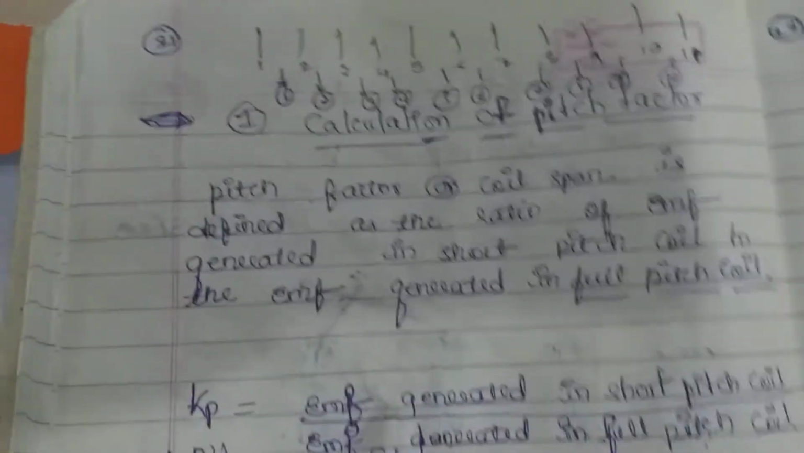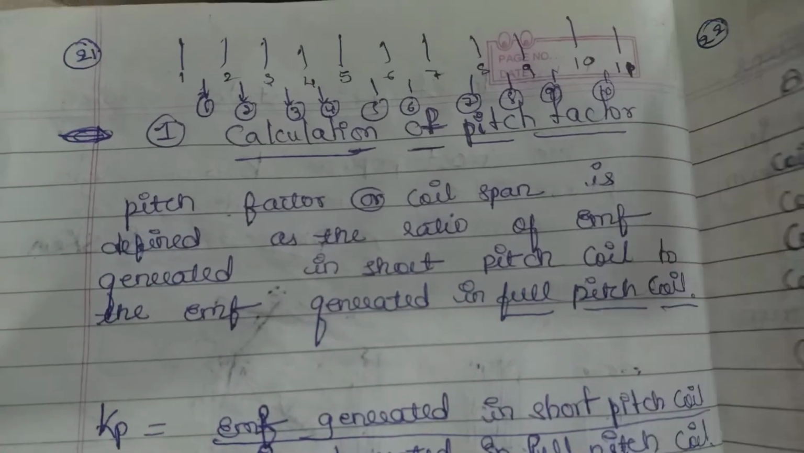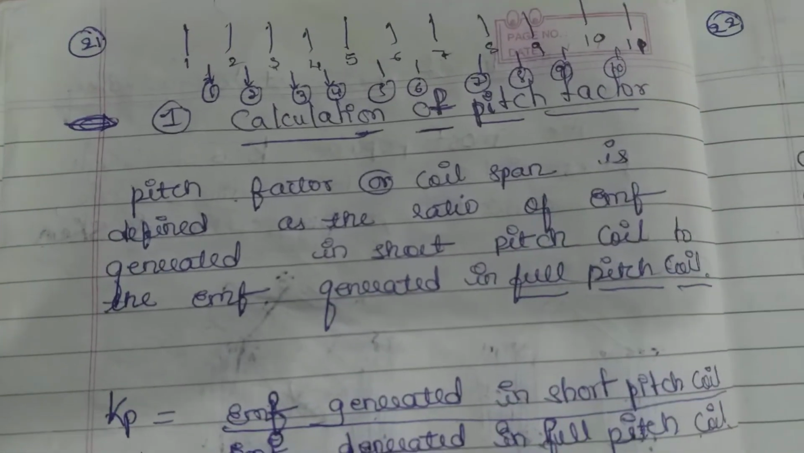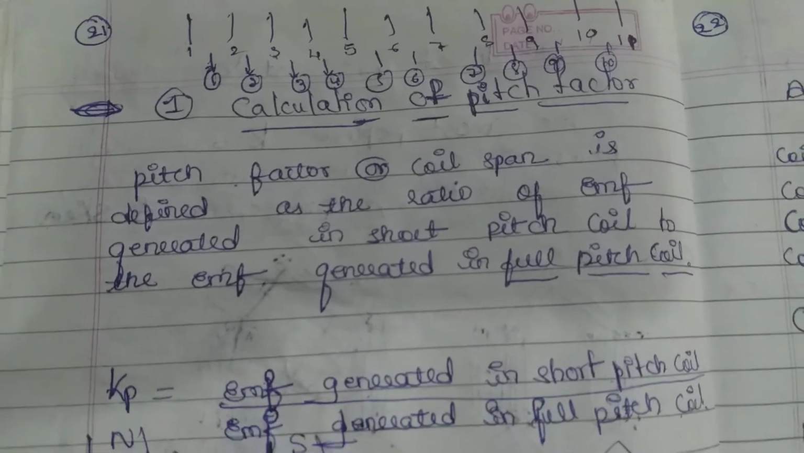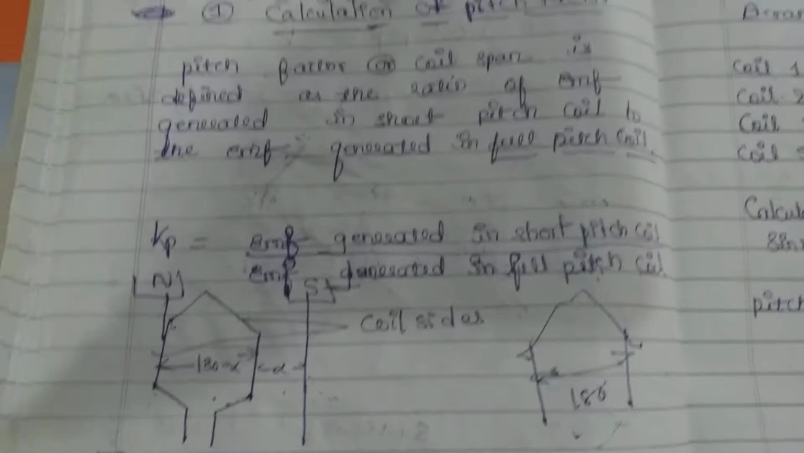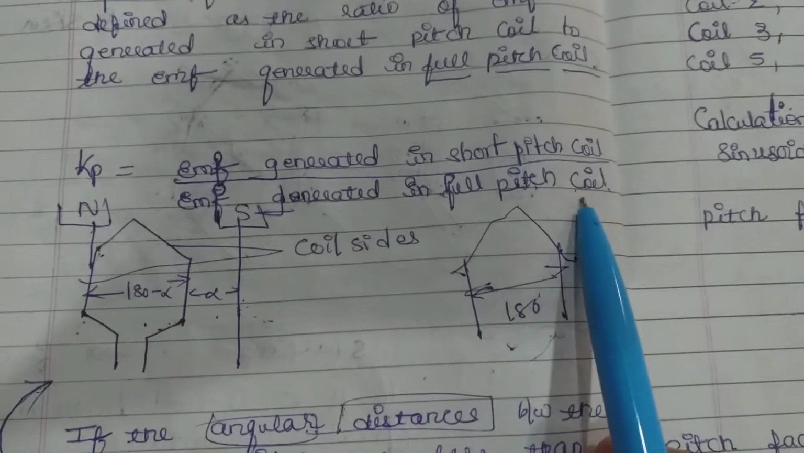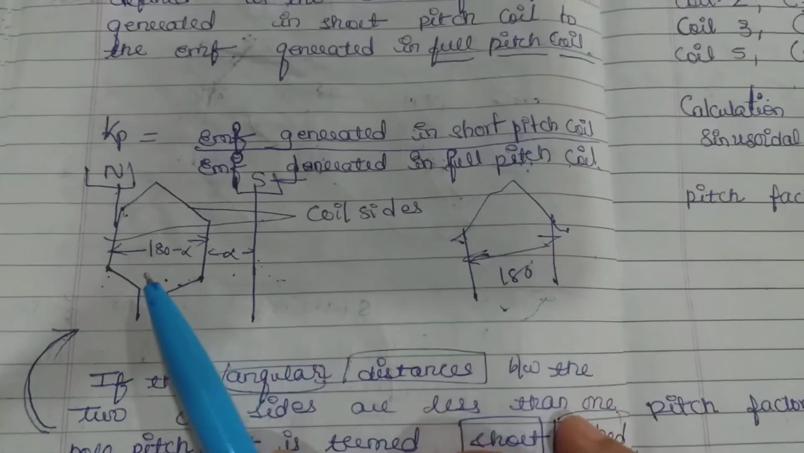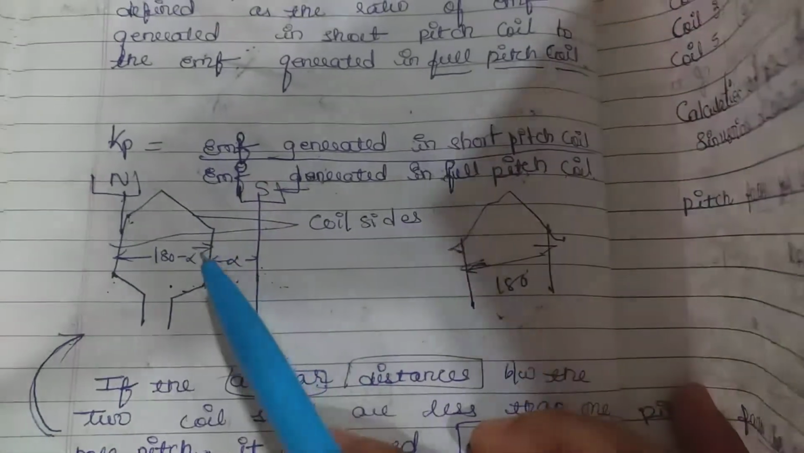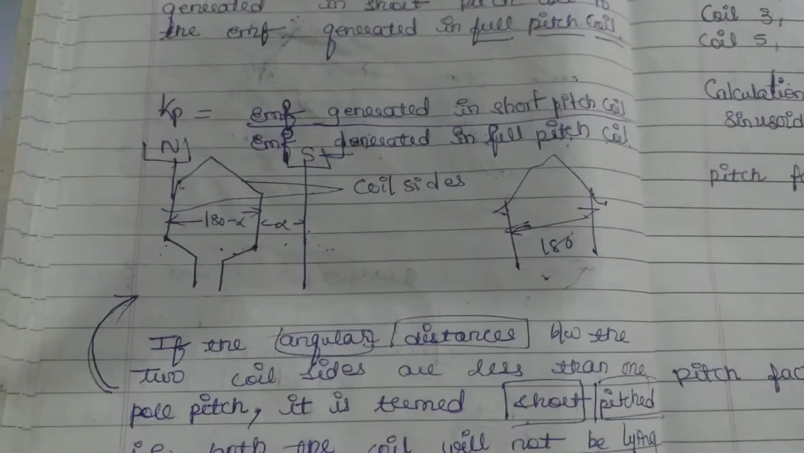Now next, in the main winding, first we need to calculate the pitch factor. The pitch factor, that is Kp, is given by the EMF generated in the short pitch coil to the EMF generated in the full pitch coil. EMF generated in the short pitch coil in the sense, if both the coils are not lying under the same pole, then it is called a short pitch coil.